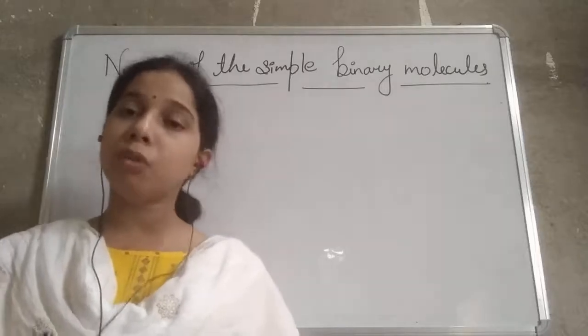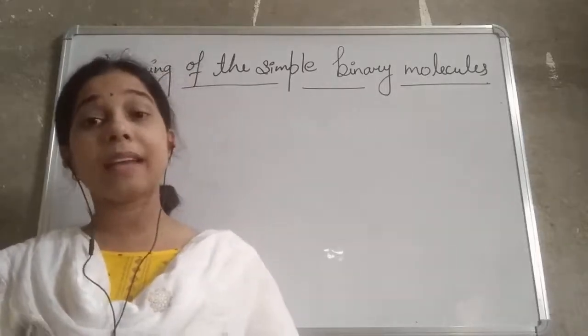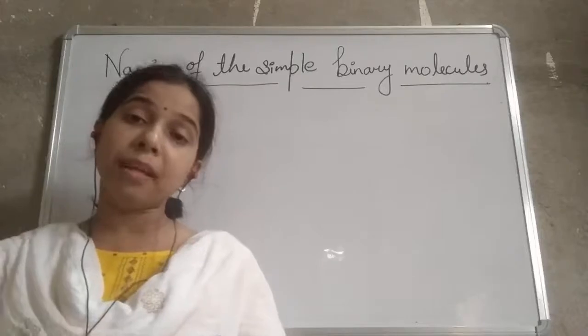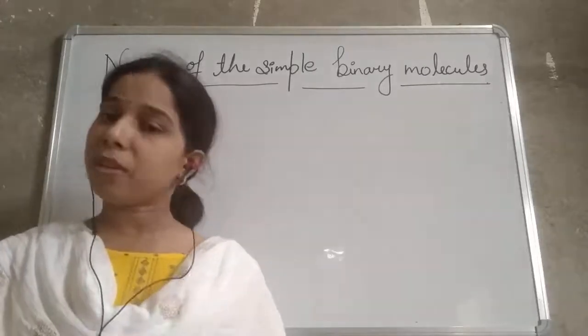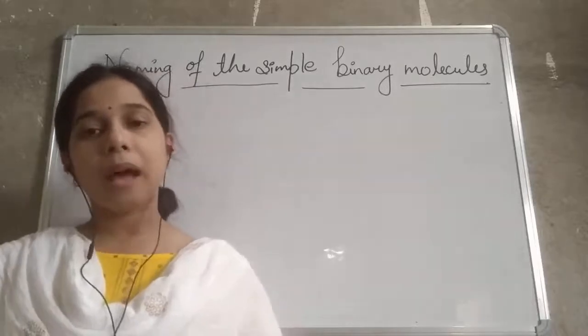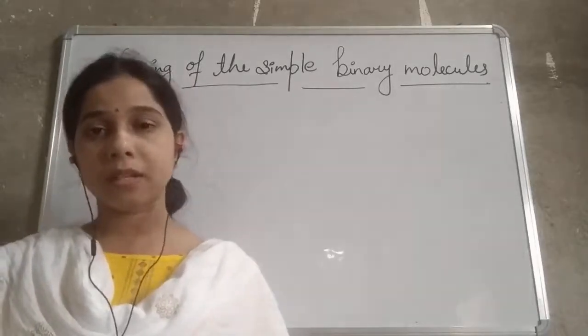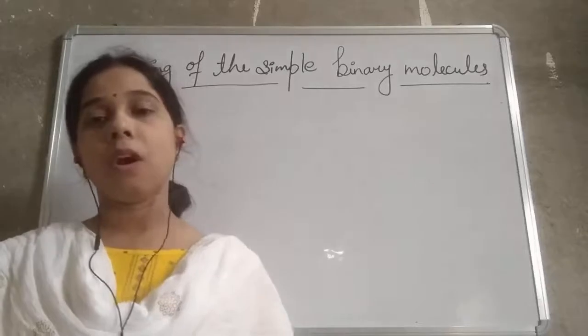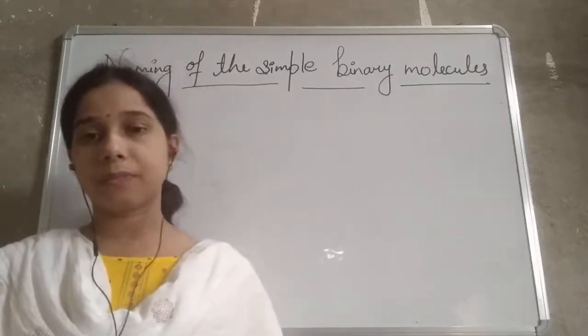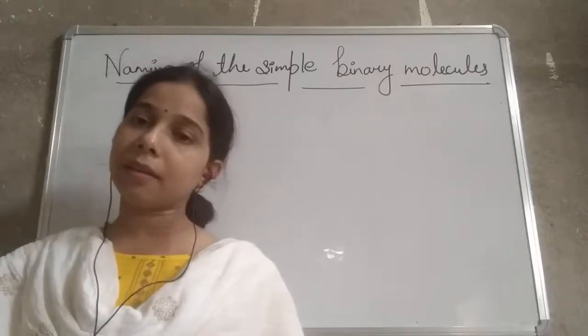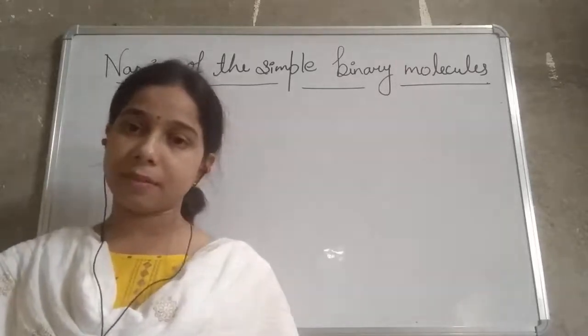Either it can lose electrons or it can gain electrons to complete its octet. In some books you will get the proper definition: valency is the combining capacity, either losing or gaining of electrons to complete its octet and become stable. We studied how we can find the valency.